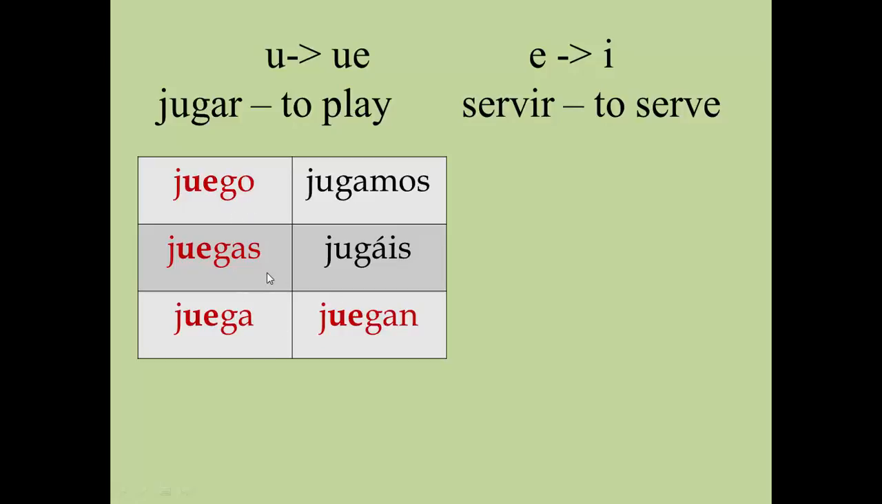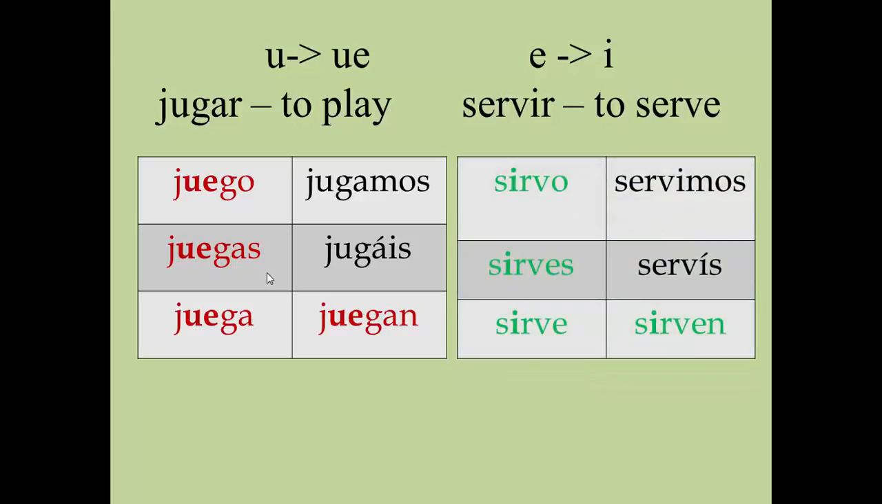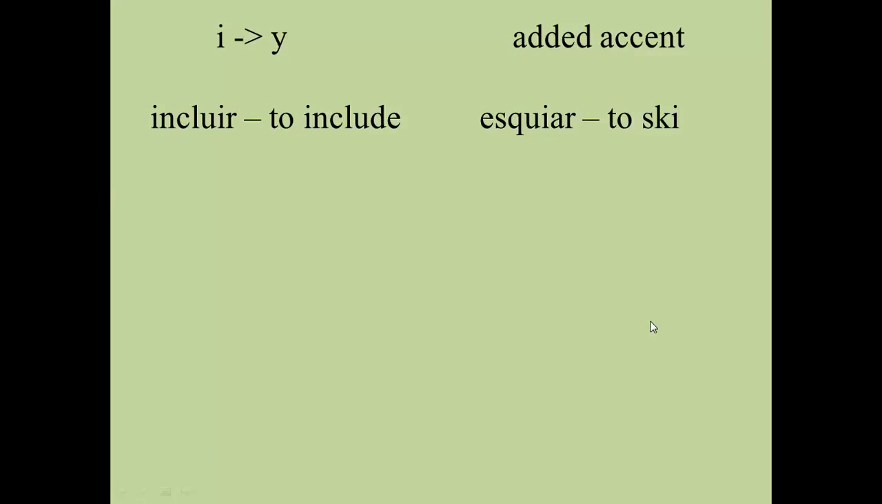And then we have E to I, like in servir. Okay, so listen closely to this one, because this is one that tends to be a stickler. Sirvo, sirves, sirve, servimos, servís, sirven. Okay, it's E to I, servir. And that's right inside the boot also, right? There's not very many of these guys either, so you should be able to memorize the ones that are included in E to I. And then there is I to Y.